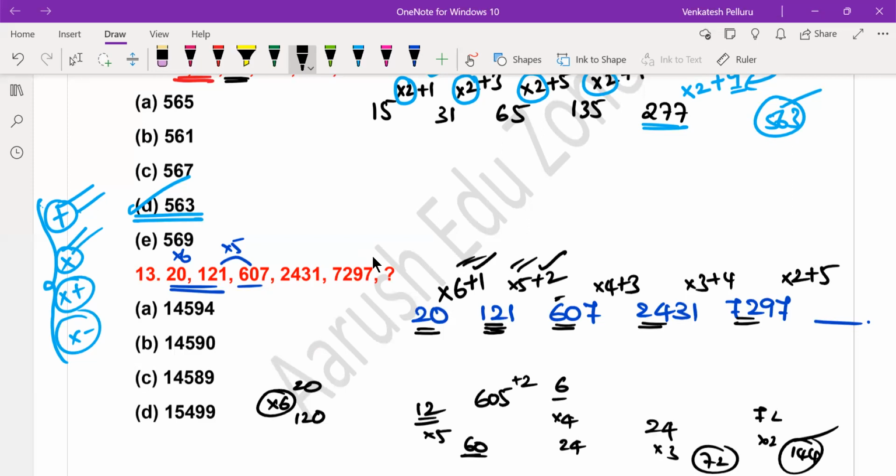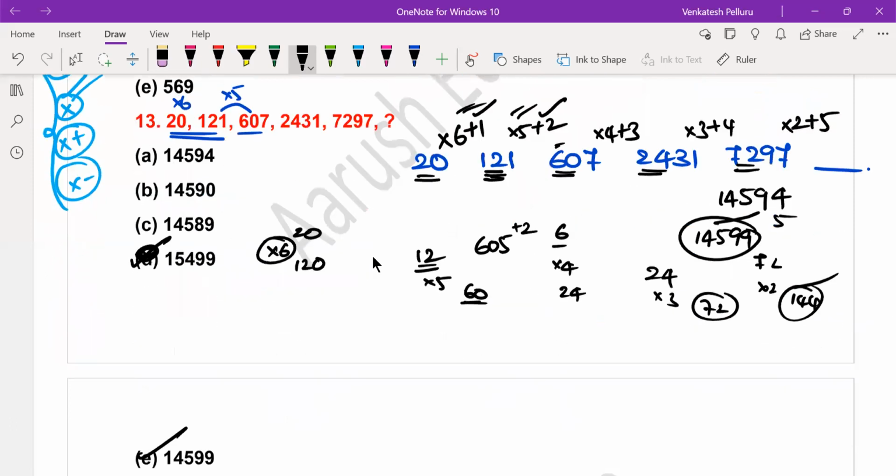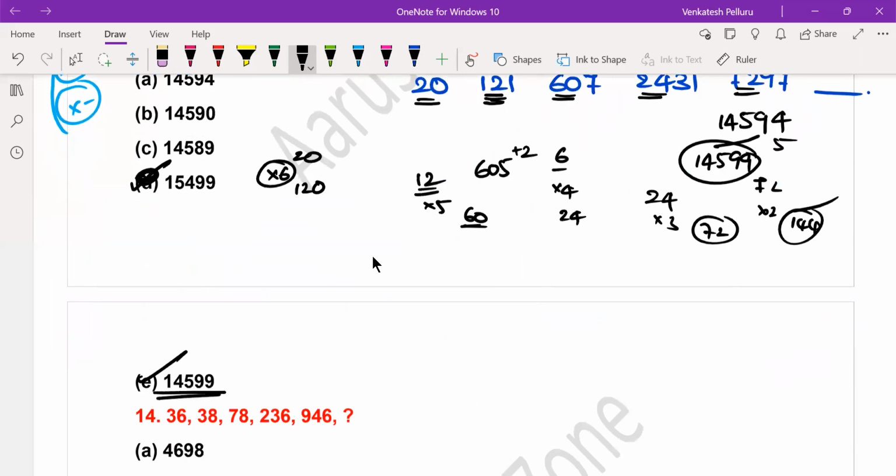So look, 2 sevens are 14, 2 nines are 18 plus 1 is 19, 2 twos are 4 plus 1 is 5, 2 sevens are 14. This is the actual answer. And I have to add how much? I have to add 5, no? So it becomes 14,599. That is option E. This is the correct answer.